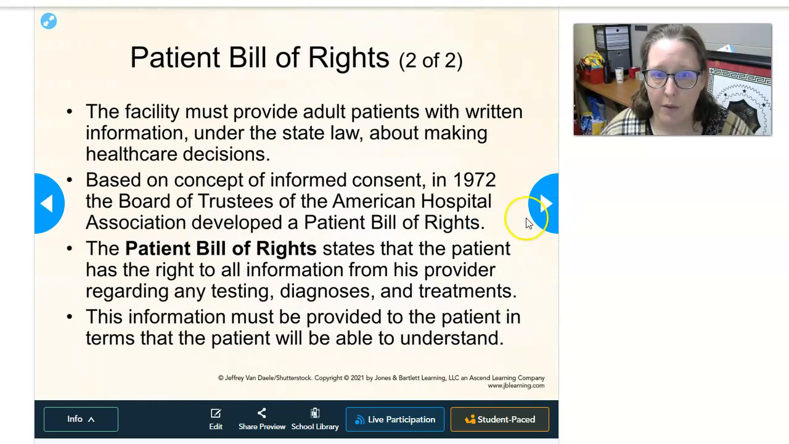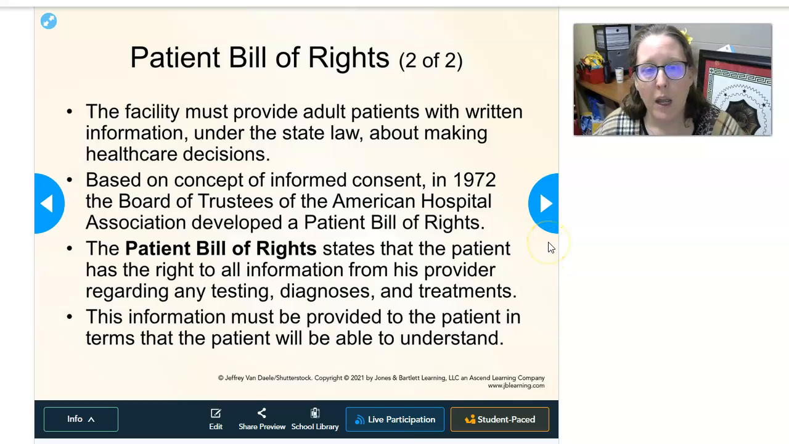And the facility must provide the adult patients with written information under state law about making healthcare decisions. And sometimes they'll hand it to you in the form of a packet. Sometimes they'll say, here, you can have access to this information. This is where it's located. Do you want to see it? If you don't want to see it, this is where you find it. But then you sign a receipt that you acknowledge that you've been made aware of that. So it's based on the concept of informed consent.